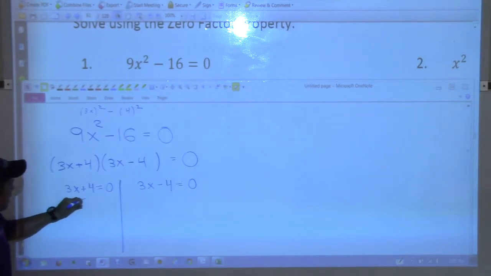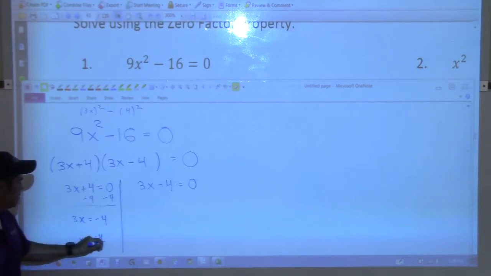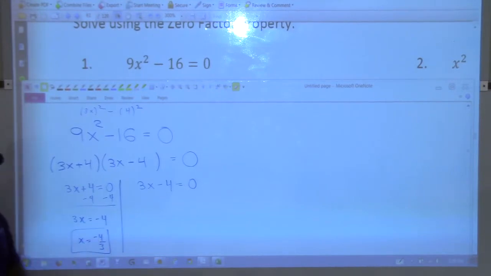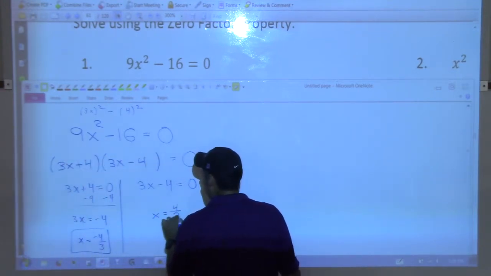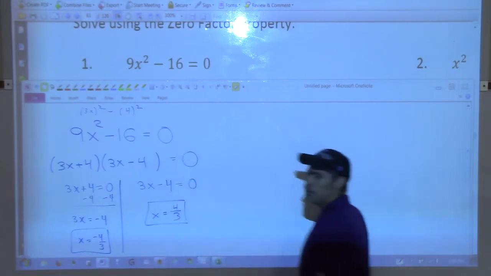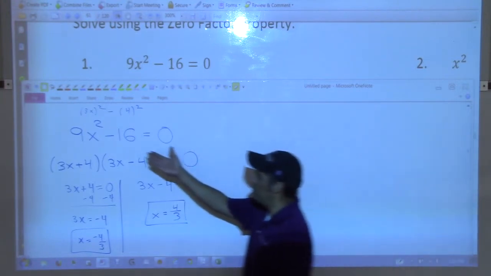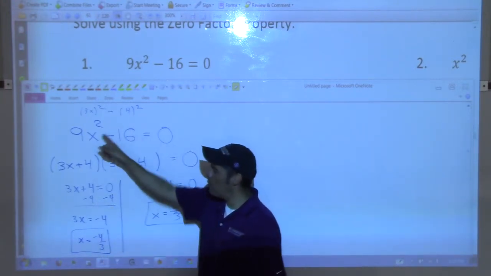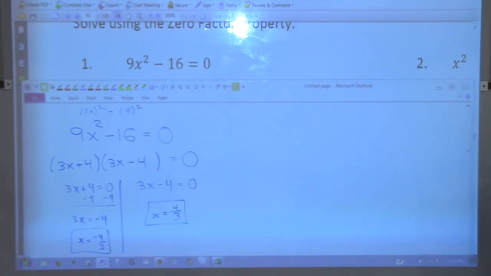Okay, so I subtract 4 here, subtract 4 here. That gives me 3x is negative 4. And then I divide both sides by 3, so I get x is negative 4/3. Right? And then I do the same thing on the other one. So you want to leave it as negative 4 thirds? Yes, leave it as negative 4/3. This one will come out to be positive 4/3. So those are our two solutions. In order for this equation to be true, either x has to be negative 4/3 or x has to be positive 4/3. In either case, that equation will be a true equation.